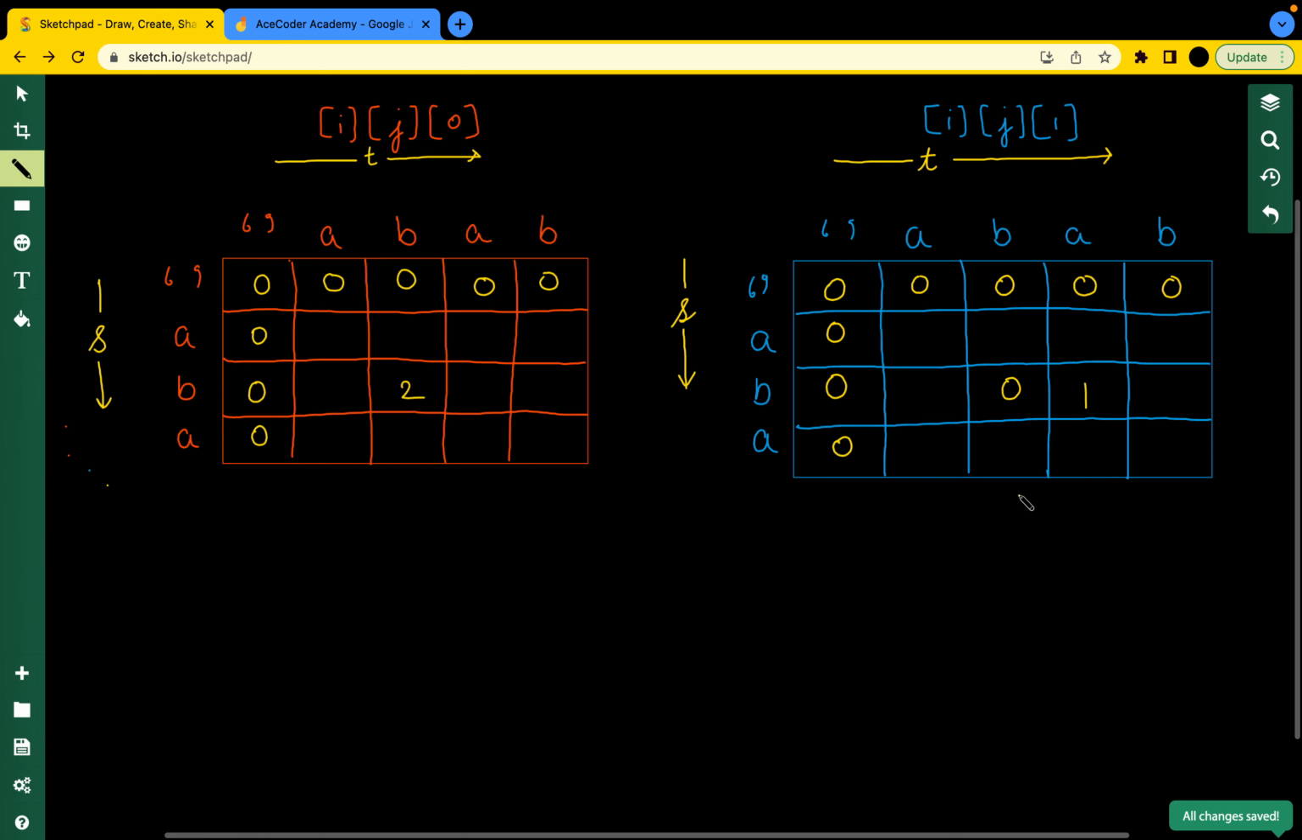So now let's have a look at how these arrays will be populated. We know that this orange array means the length of the strings which do not differ by any character, or they differ by 0 characters. This is the meaning of this orange array, and the meaning of this blue array is the length of the strings that differ by only 1 character.